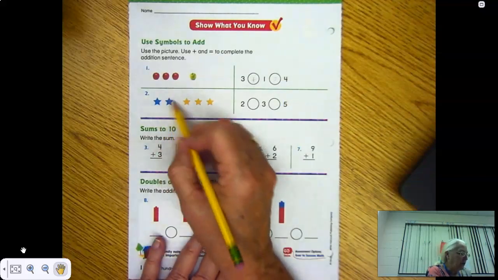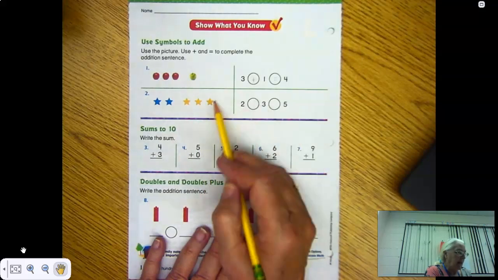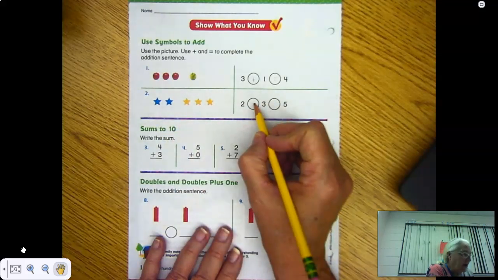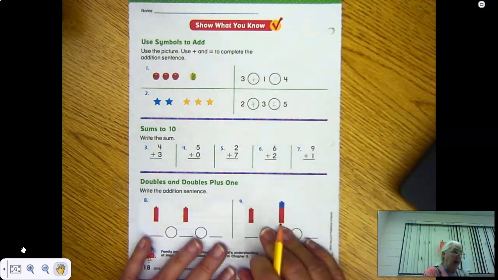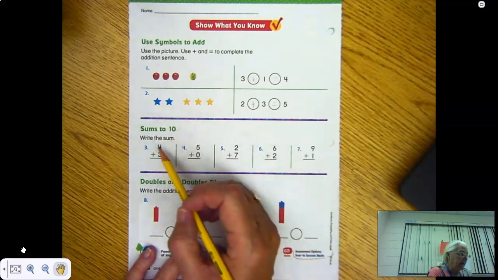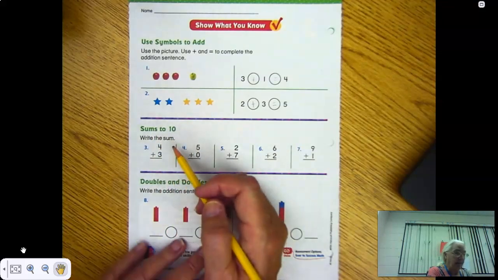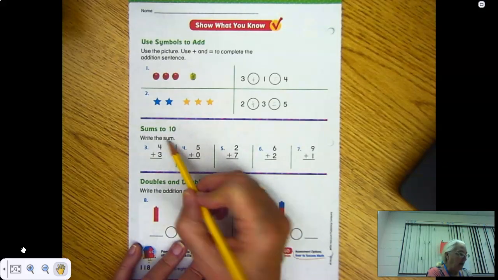You have 2 stars, 1, 2, 3 stars, and 5 stars altogether, so 2 plus 3 equals 5. Now we're going to add up to 10. Sums to 10. Sums are the answer to an addition problem. That's a math vocabulary word. Sum means the answer to an addition problem.